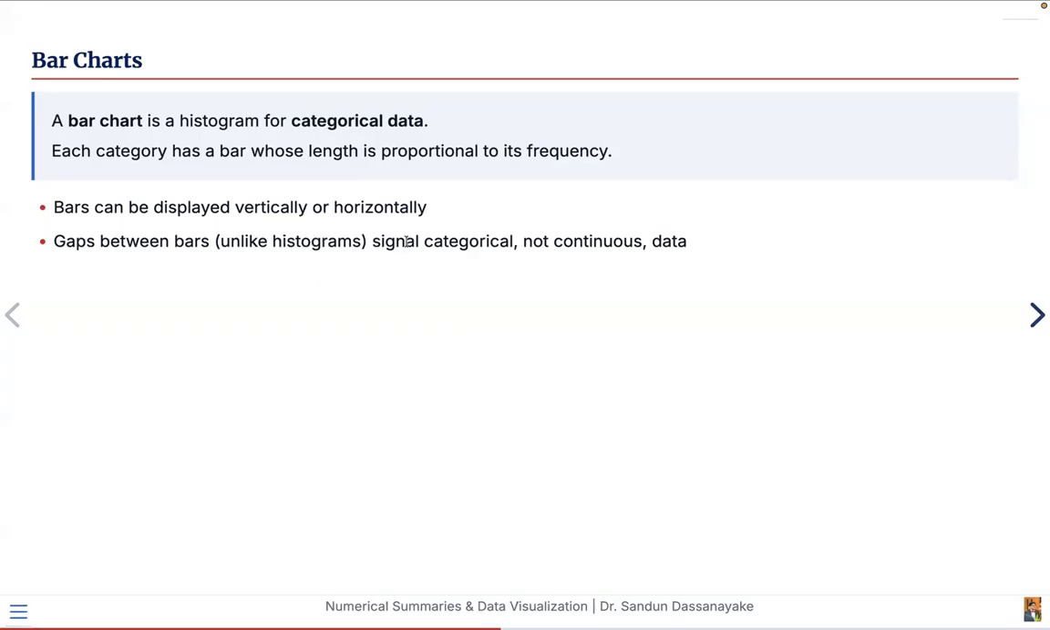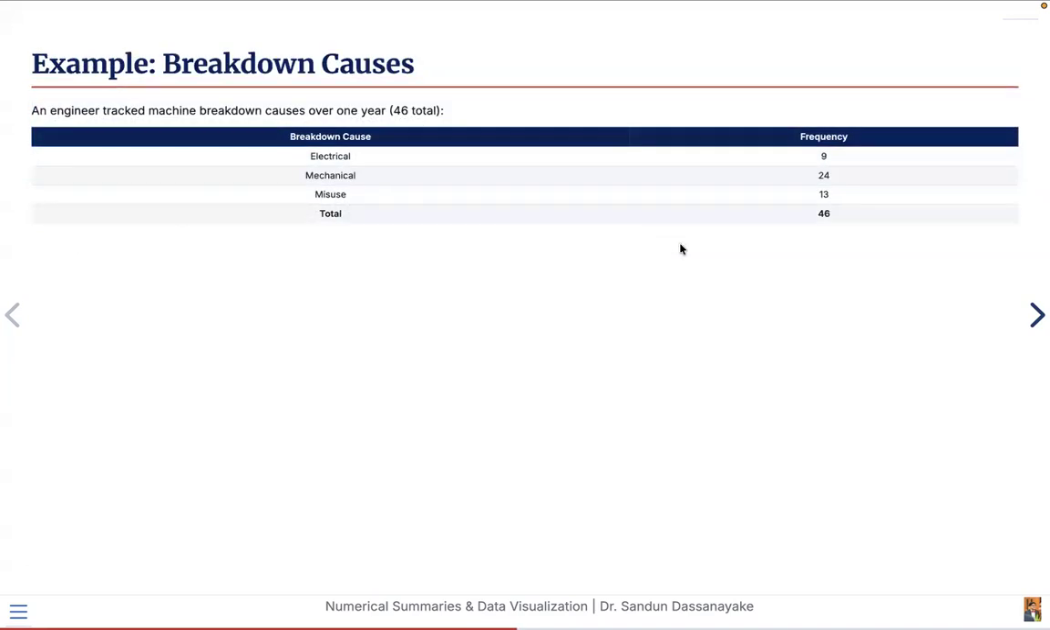But gaps between bars signal category in this bar chart, not continuous data. So let's look at this example. An engineer tracked machine breakdown causes over 1 year. There are 46 total cases, like your survey data. So you have breakdown cause is electrical, frequency is 9. It's a mechanical cause, so you have 24, and misuse 13. So this is the data set that you get.